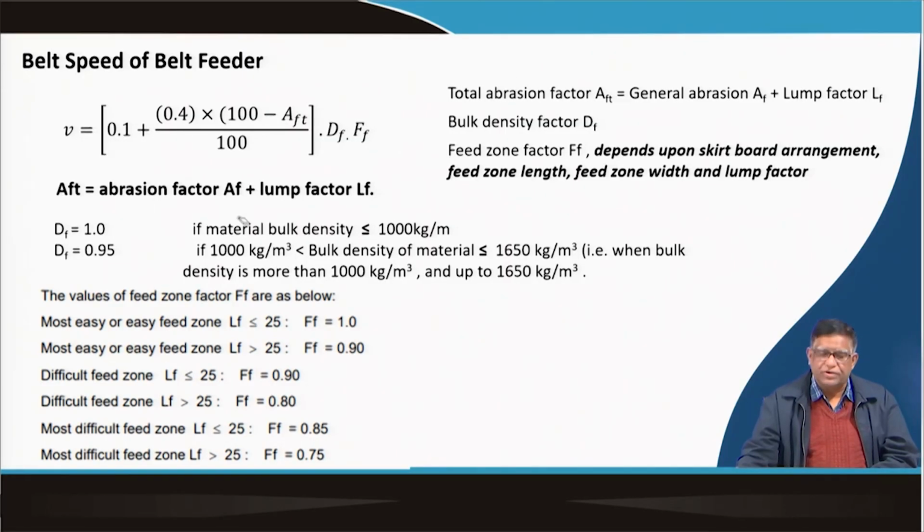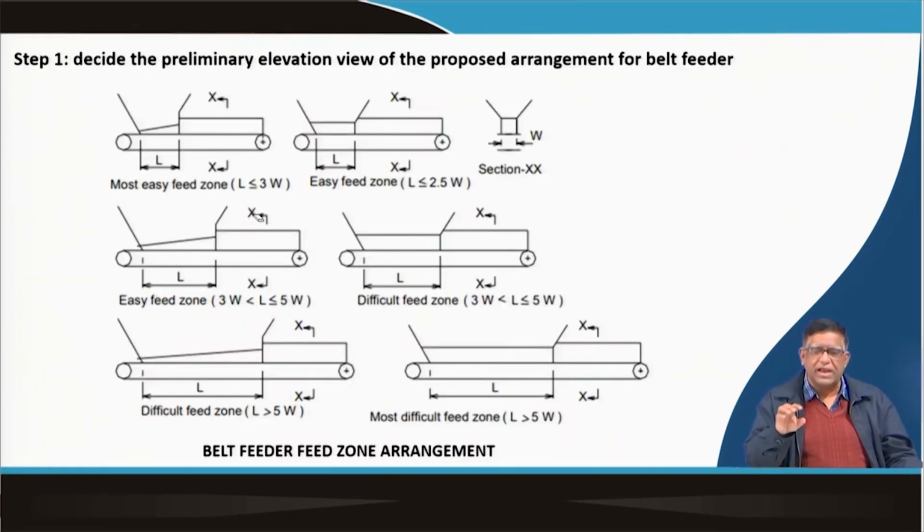And then normally the total abrasion factor is the sum of these two factors. These values are normally your density factor, that is the bulk density factor for the material. If the density is less than 1000 kg per meter cube, we are getting 1, and if it is more we take it less. That is a thumb rule followed. Regarding the different lump factor, depending on the lump sizes, the value is different. So, from the belt design or feeder design handbook, you can find such equations. When you are going to do an exact design, you will have to do it.